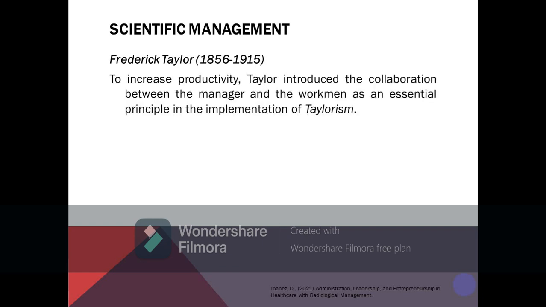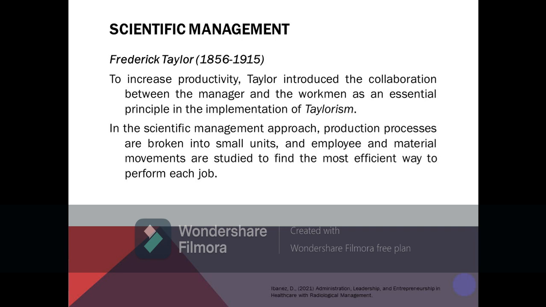To increase productivity, Taylor introduced the collaboration between the manager and the workmen as an essential principle in the implementation of Taylorism. So if the collaboration between the manager and personnel working in the organization is not attained, other methods and techniques are of little use. In the scientific management approach, production processes are broken into small units, and employee and material movements are studied to find the most efficient way to perform each job.